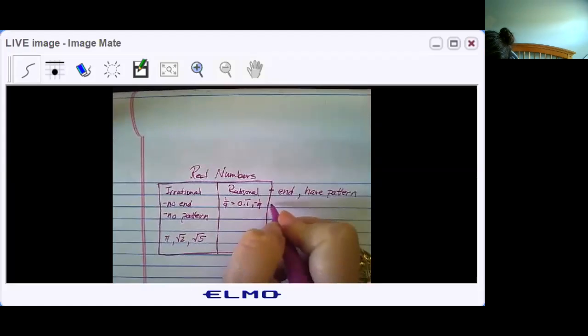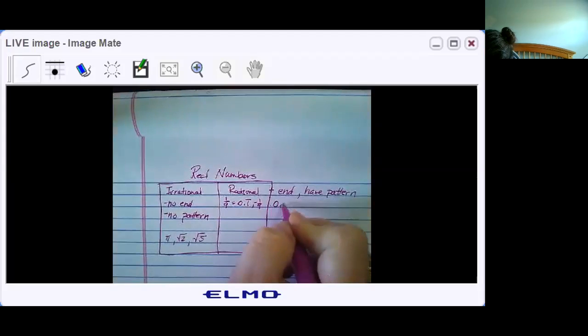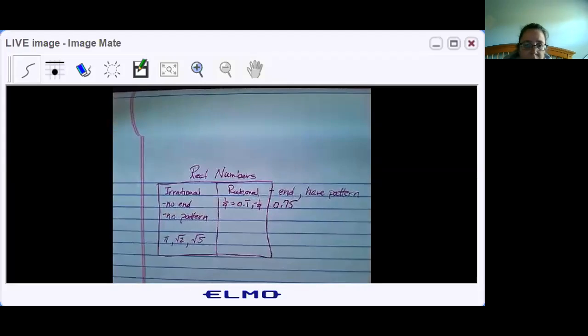What about 0.75? Is that a rational number? Well, think about it. Does it continue on past that 5 after the decimal, or does it just stop? Does it end? It ends, so it has a termination. It has an end, so it can be a rational number.